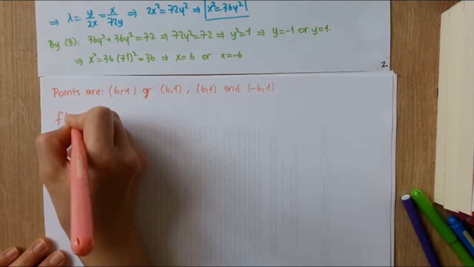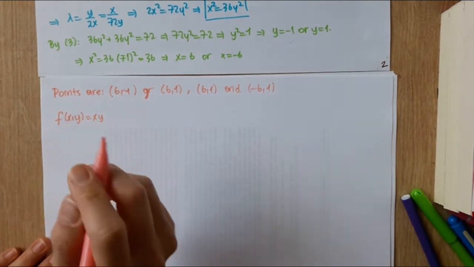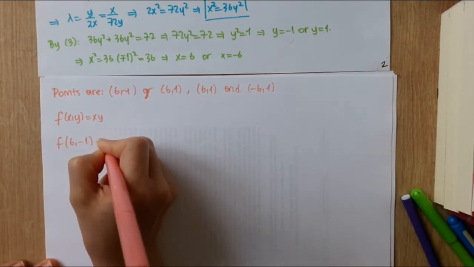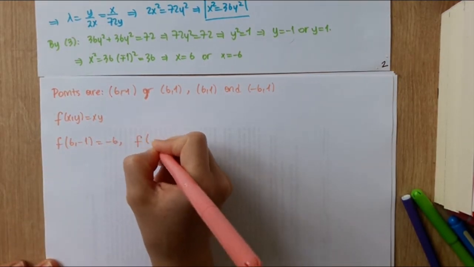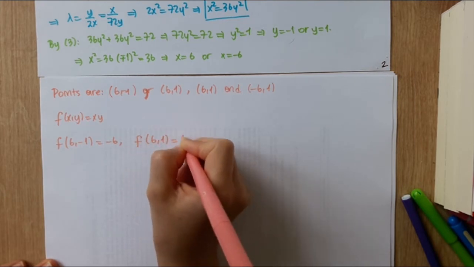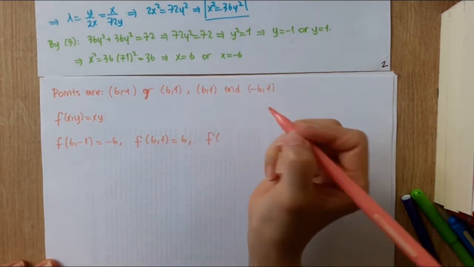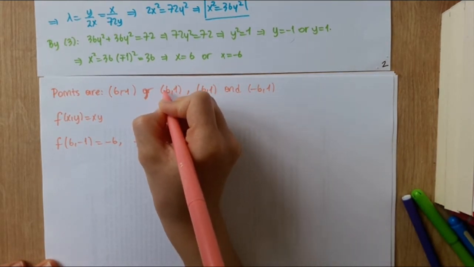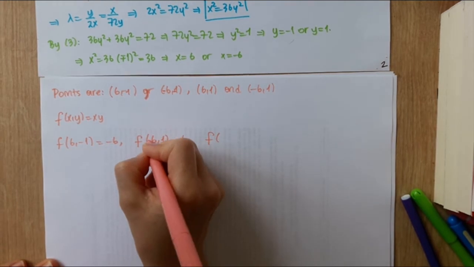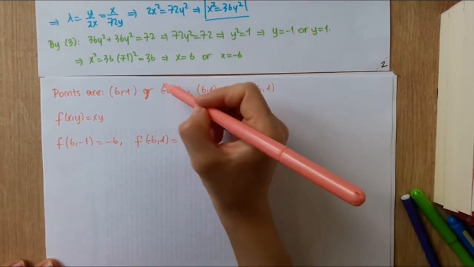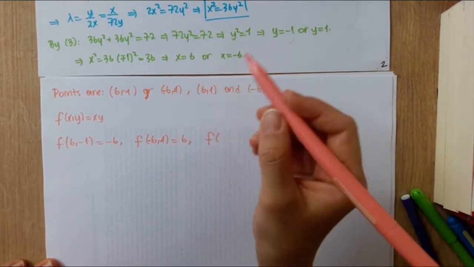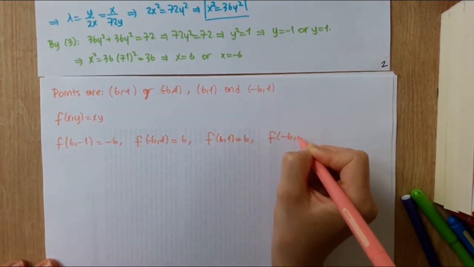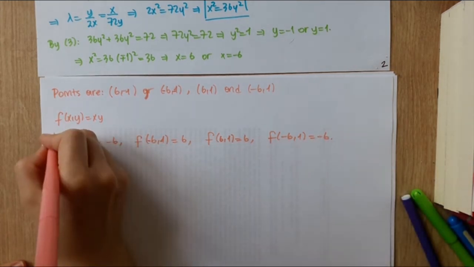Because f of x, y equals x times y, we are looking for the maximum product. f of 6, minus 1 is minus 6. f of 6, 1 is 6. I'm sorry, there should be a problem here. This should be f of minus 6, minus 1, because y is minus 1 and x is minus 6 here, okay? f of 6, 1 is 6. And f of minus 6, 1 is minus 6.